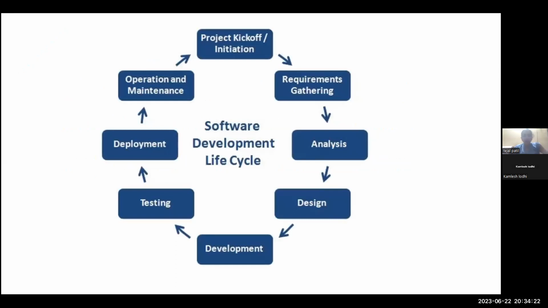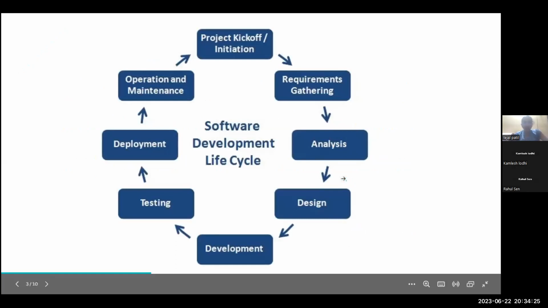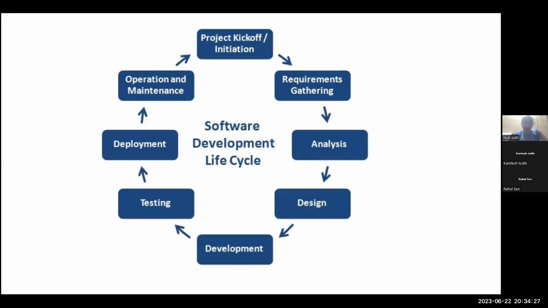So in the previous presentation, we have seen the software development life cycle. So we understood each and every phase of the software development life cycle. In the very first phase, requirement gathering, we collected all the requirements from the customers. And in the second phase, the analysis phase, we analyze those requirements and we make a document of it. This document is called the software requirement document. This is the phase where we create the software requirement specification document.